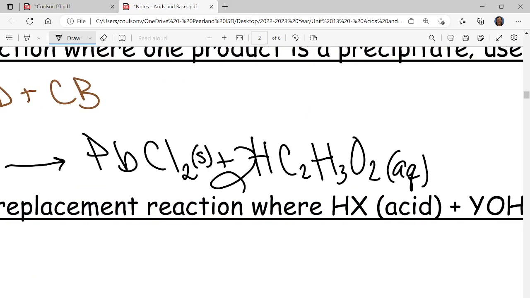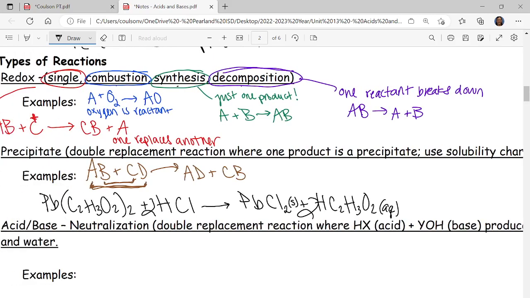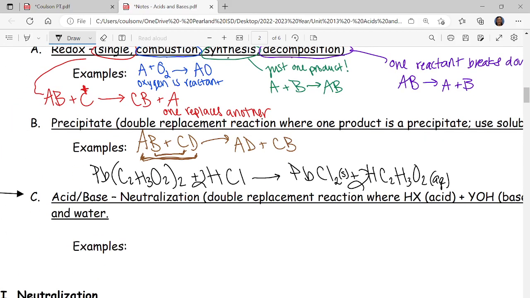If I asked you to circle the precipitate, what compound would be your precipitate? PbCl2 is my precipitate in this case. Perfect. Because a precipitate is formed, that makes this a precipitate reaction. So we have spent quite a bit of time on that.